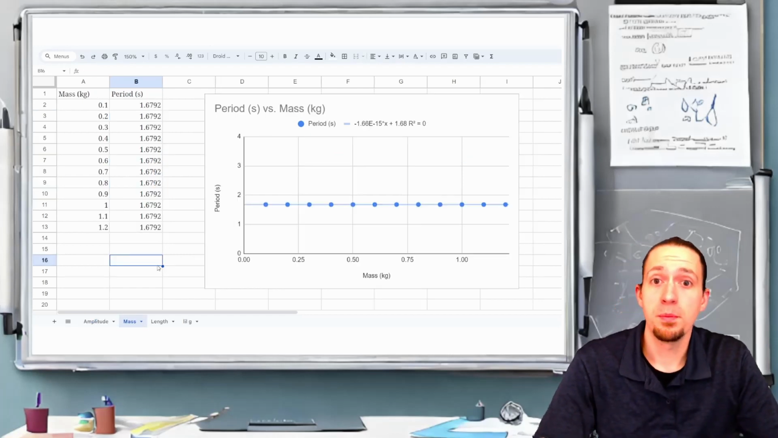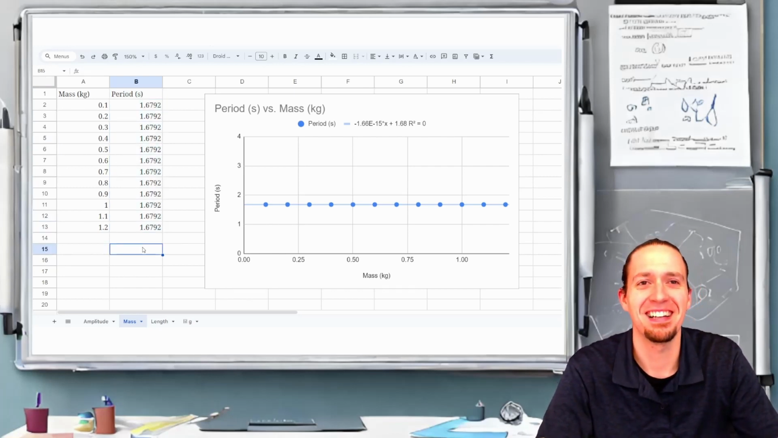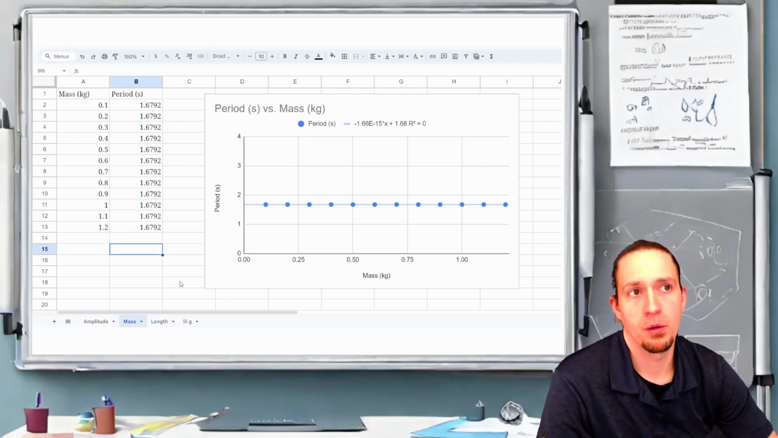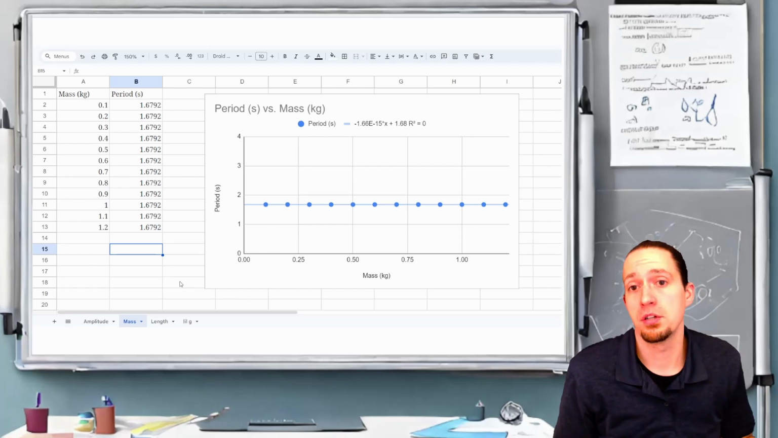The next relationship is looking at mass and period, and wow, you gotta love simulated data. Am I right? These are all identical, spot on. And you can see we have that beautiful R squared of 0 telling us that there's no relationship here. We can see that beautiful flat trend line, right? So as we're increasing the mass, we're seeing no change in the period.